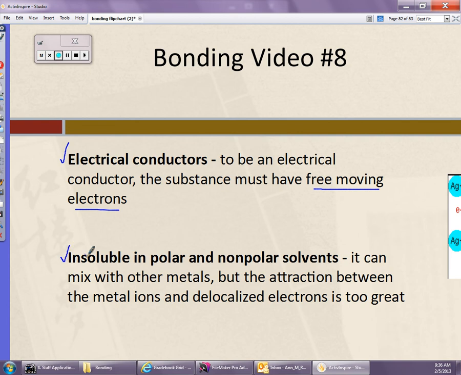They're also going to be insoluble, meaning that they won't dissolve in anything that's polar or non-polar. Now, while they can mix with other metals, so you can get two metals side by side, the metals are so well attracted to the delocalized electrons that it's almost as if they won't let go of the electrons in order to become attracted to the polar or the non-polar solvent. They would rather stay in close contact with the delocalized electron and therefore leave no room to come in contact with polar or non-polar things.